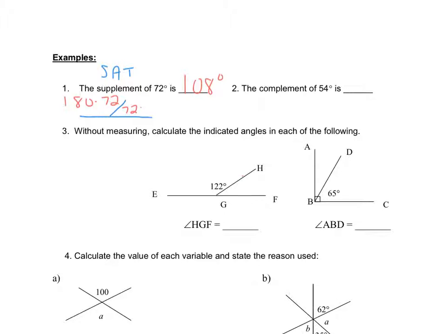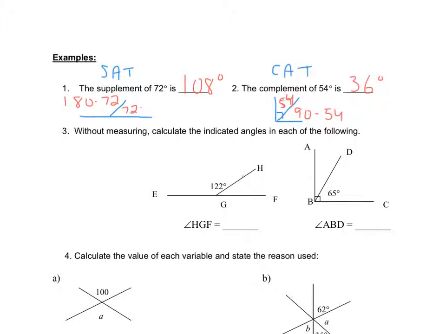In question 2, it says the complement of 54 degrees is blank. Well, the complementary angle theorem, or CAT, states that angles in a 90-degree angle add to 90 degrees. So if one of the angles is 54, to find the other angle, we do 90 take away 54, which is 36 degrees.